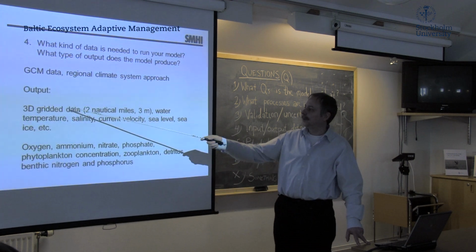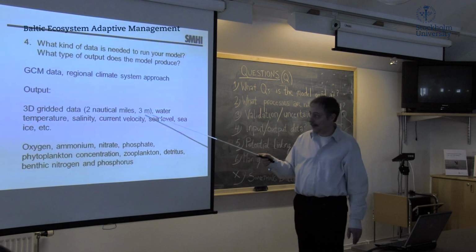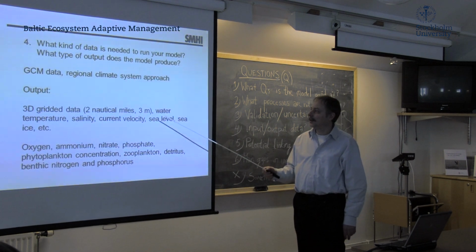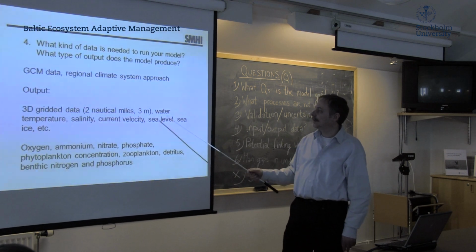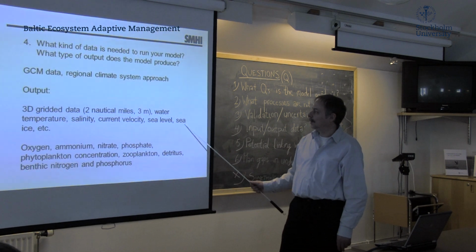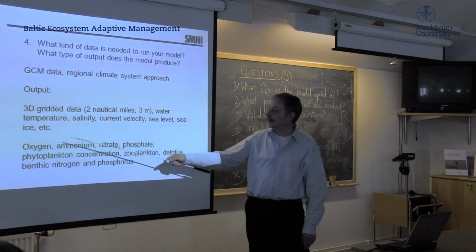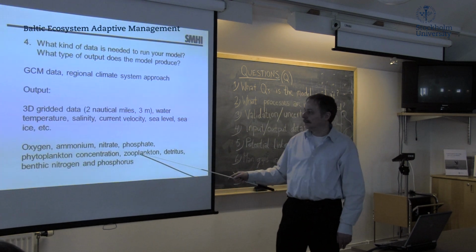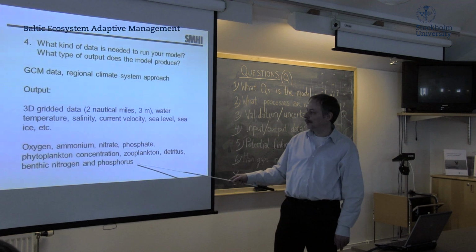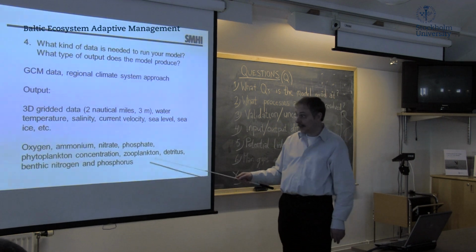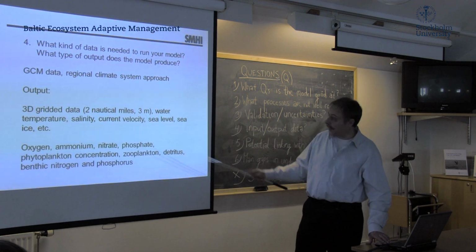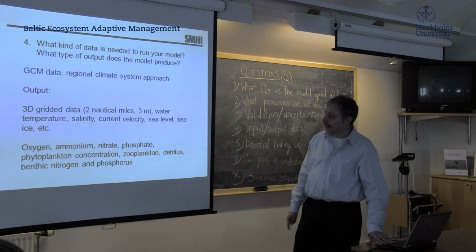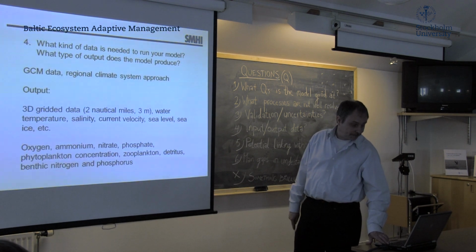So the output would be gridded data, 2 nautical miles times 3 meters in the vertical. Typical variables, okay, everything in the physics is listed here: water temperature, salinity, current velocity, sea level, sea ice. We have the quite advanced sea ice model with ridges and so on. And then the standard parameters in biogeochemical modeling: oxygen, ammonia, nitrate, phosphate, phytoplankton concentration, 3 autotrophs, zooplankton, detritus, benthic nitrogen, and phosphorus. Those are our parameters. And from that we can of course calculate combinations like total productive volume.